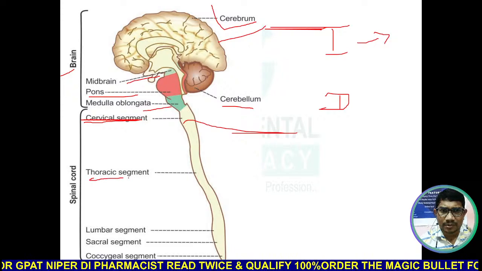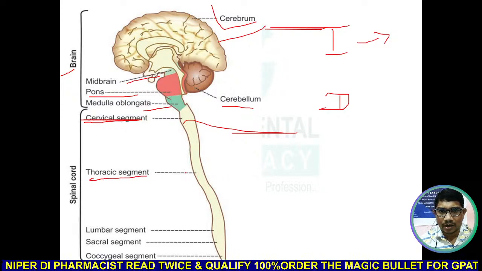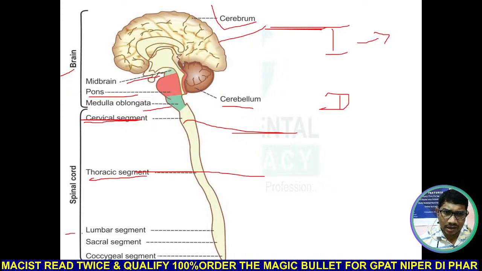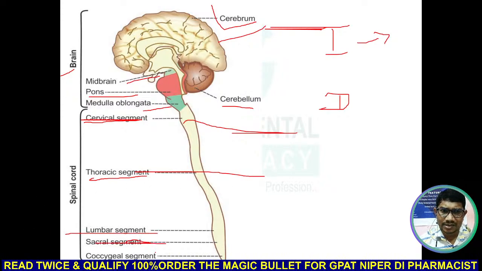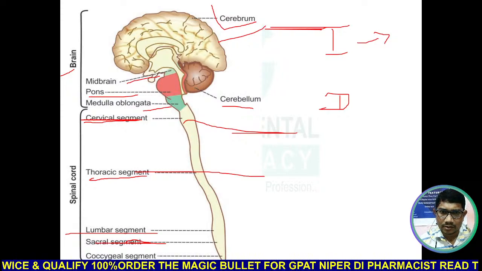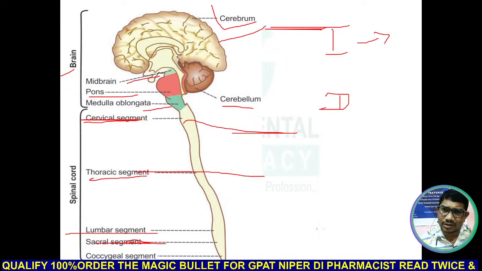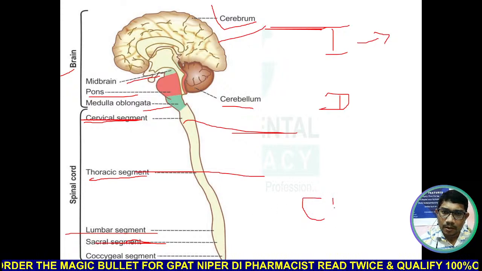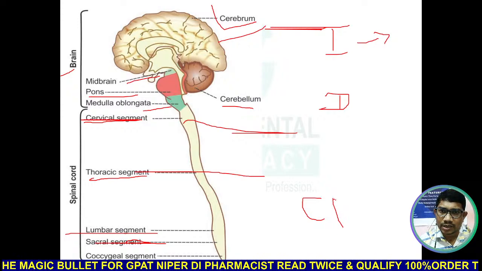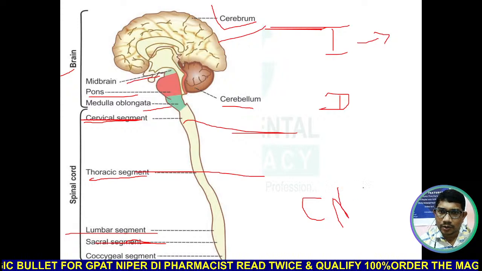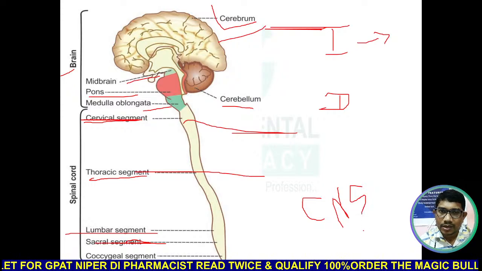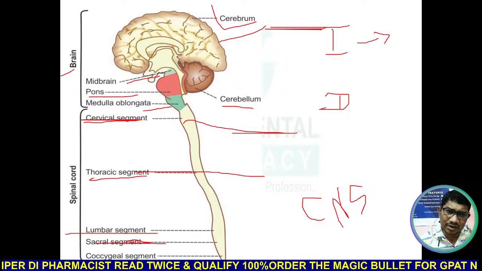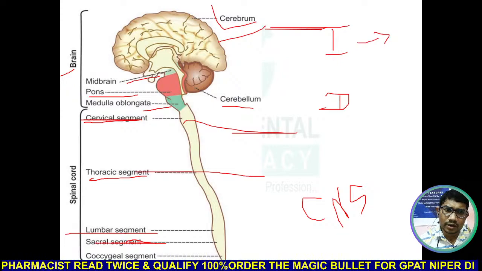In the thoracic segment, some nerves will come, the thoracic nerves. Lumbar segment is there, sacral segment is there, and coccygeal segment is there. So brain and spinal cord together are known as the CNS, central nervous system, right? And another nervous system is there known as the peripheral nervous system, which consists of your nerves.